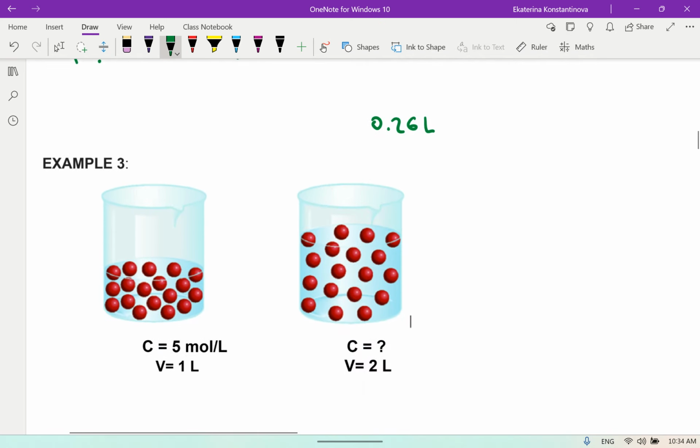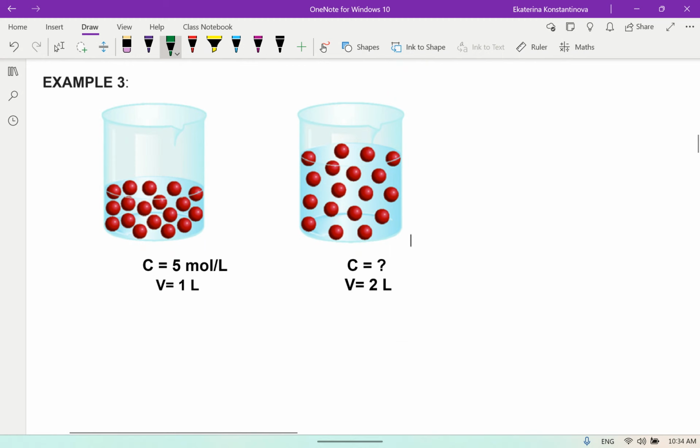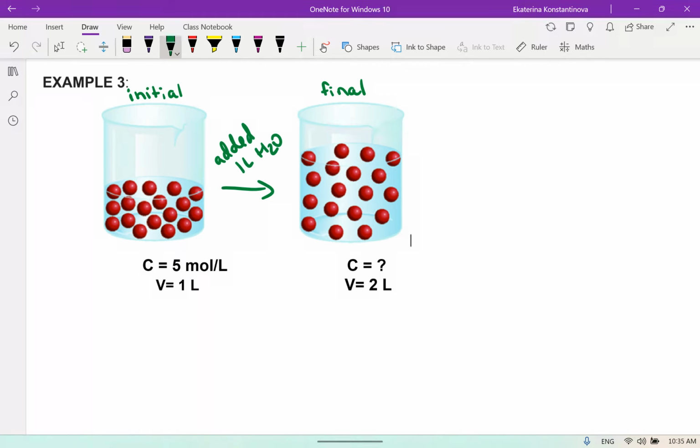If you want to check the full solution, click on our OneNote to see the full solution. Now let's take a look also at example 3. Notice this, we're going to be really focusing on the particulate level and being able to visualize it. So if we were to dilute, here's our initial beaker and here's our final beaker, and what we did was we added 1 liter of, let's say, water. Okay, and look at the difference in what we see happening in the beaker.